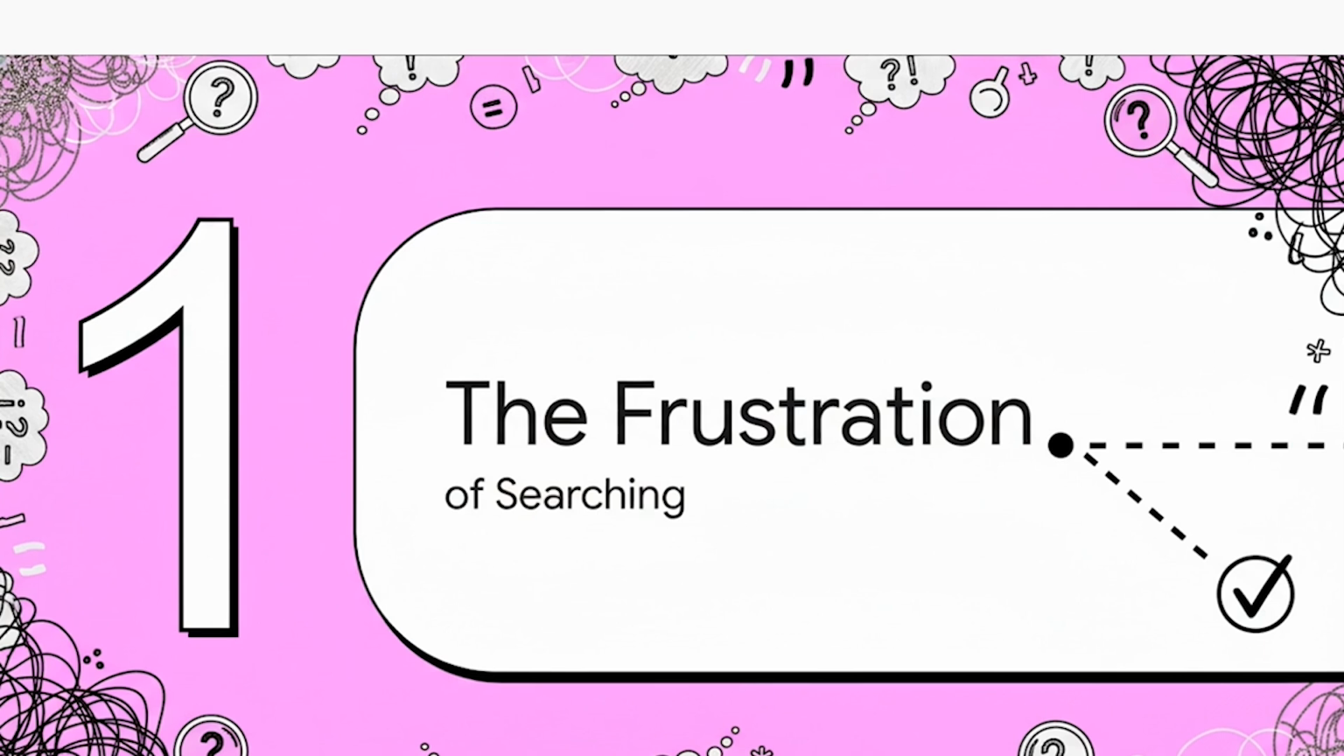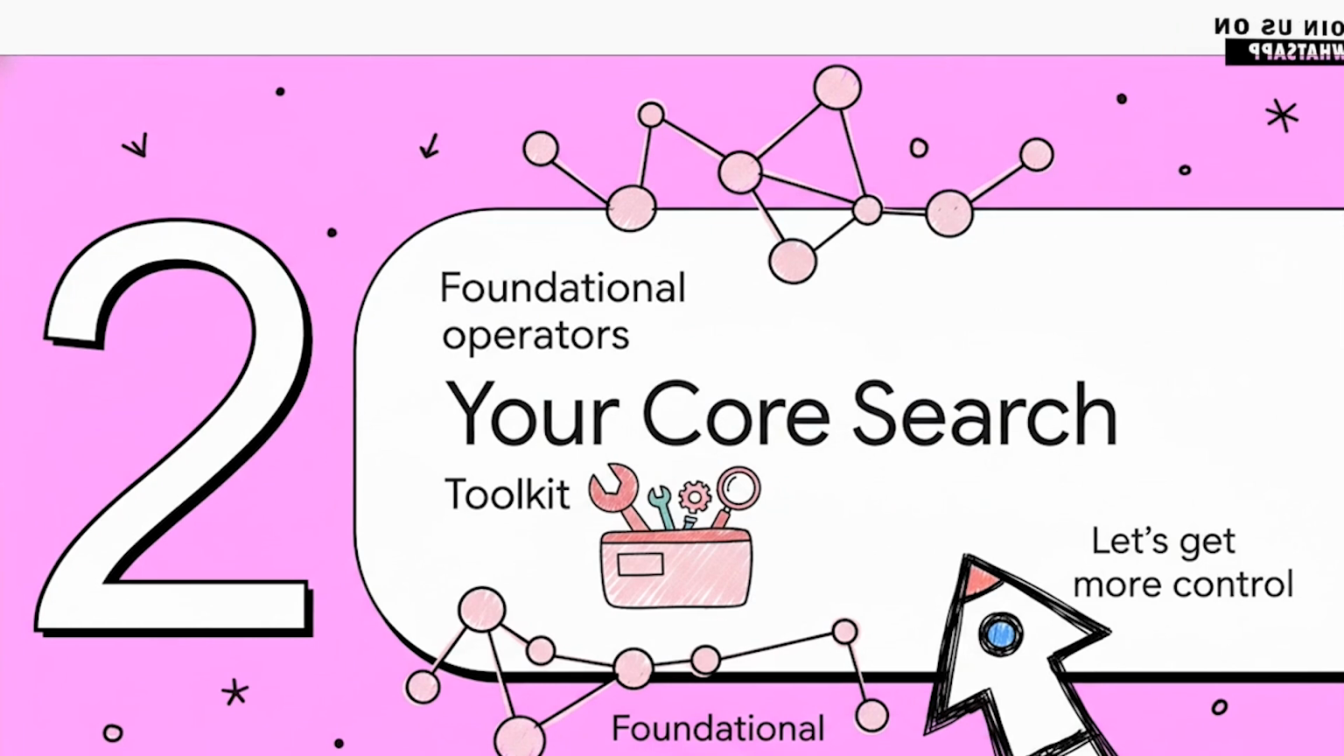But what if I told you there's a kind of secret language, a way you can speak to Google and tell it exactly what you want, a way to just slice right through all that noise and get to the good stuff? Well, there is, and believe it or not, it's way easier than you think. So, let's get into it. We're going to start by building what I like to call your core search toolkit. These are the fundamental tools, the operators that are going to give you immediate control over your search results.